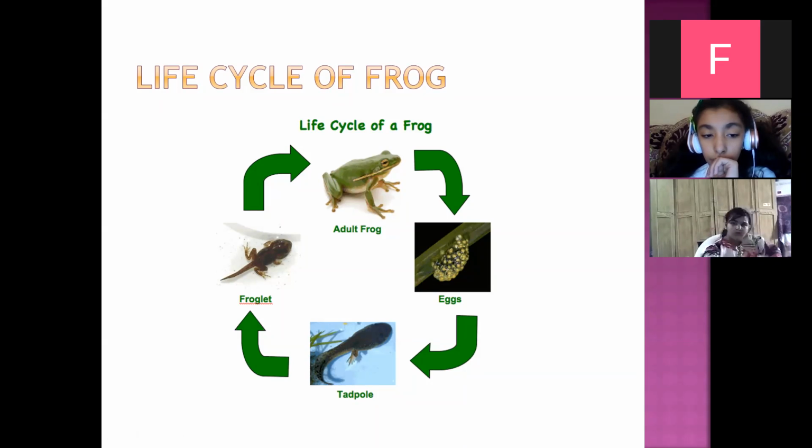As we have discussed earlier, growth is the increase in size, weight, and height also. So it develops certain parts for more movement, and at that stage it is called a froglet. And this froglet, after a certain time, changes into an adult frog. So in this way, today we have discussed two life cycles, the life cycle of a butterfly and the life cycle of a frog. Okay, students?